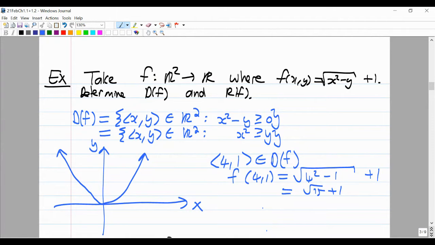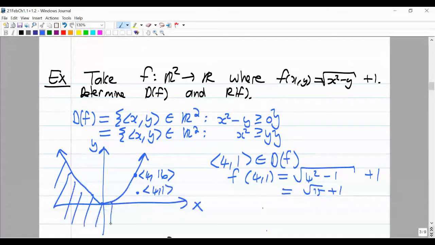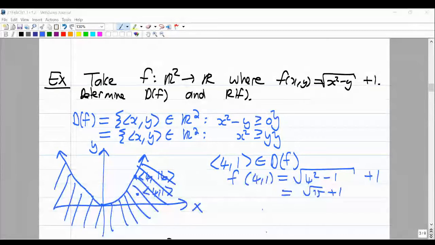And so this will be the point (4, 16). This will be the point (4, -1). And so the correct answer to this question, if you have to draw it, is this. Do you have a question? So this is the domain.